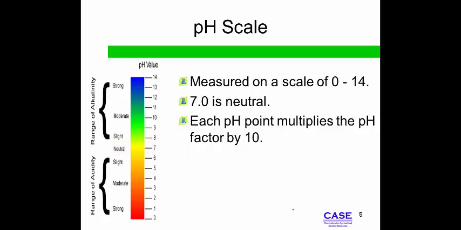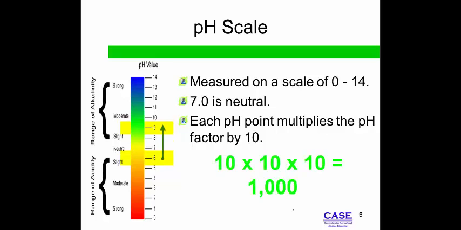Let's try a pH calculation. How many times more alkali is 9 from 6? 3 full points difference is calculated as 10 times 10 times 10, or 10 to the third power. This calculates the difference between 6.0 and 9.0 as 1,000 times more alkali.